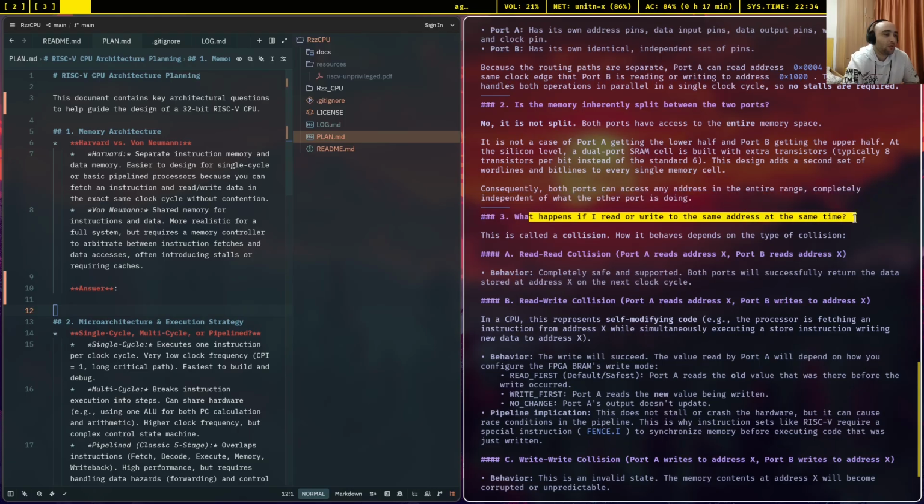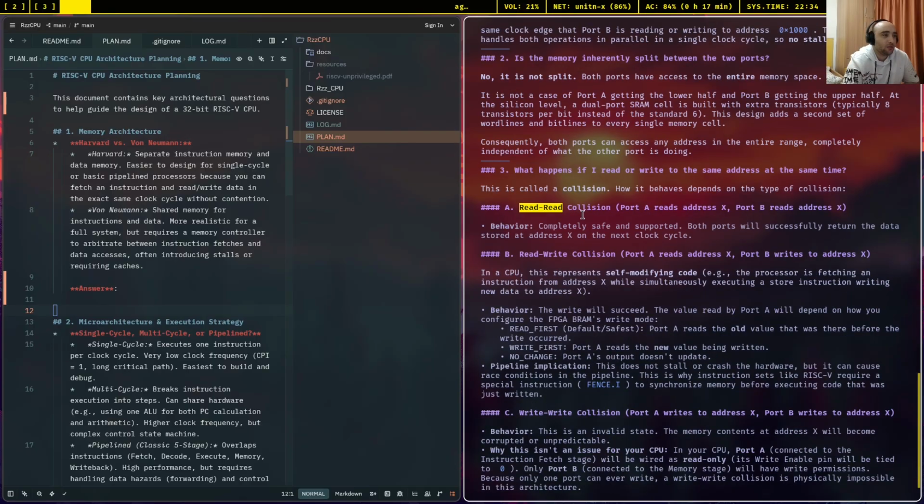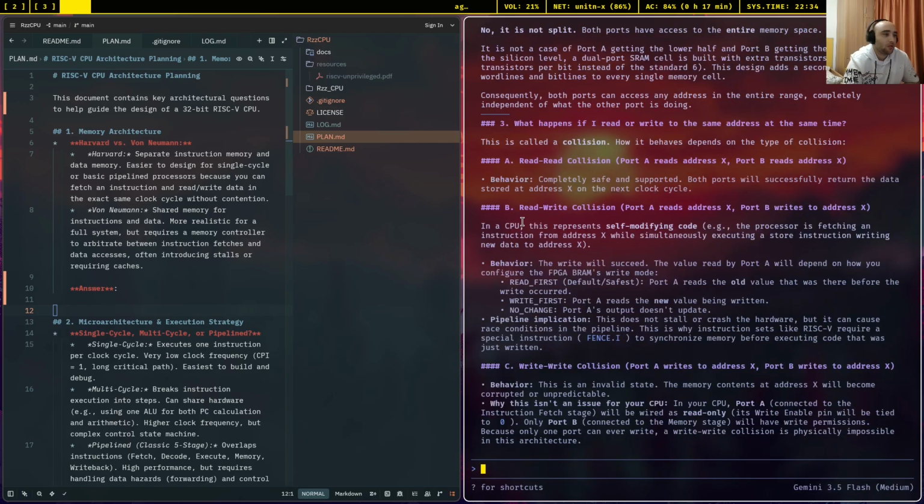Consequently, both ports can access any address in the entire range. What happens if I read or write to the same address at the same time? This is called a collision. How it behaves depends on the type of collision. Read-read collision: port A reads address X, port B reads address X. In that case, there's no problem. Completely safe. Read-write collision: port A reads address X, port B writes to address X. In a CPU, this represents self-modifying code.